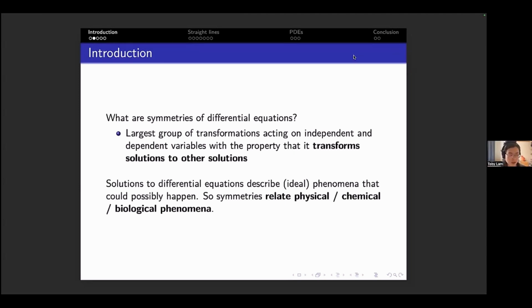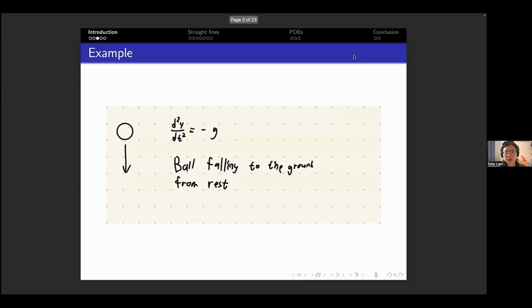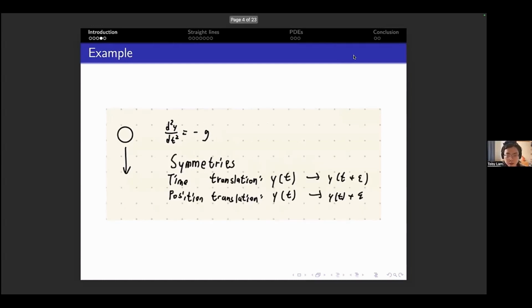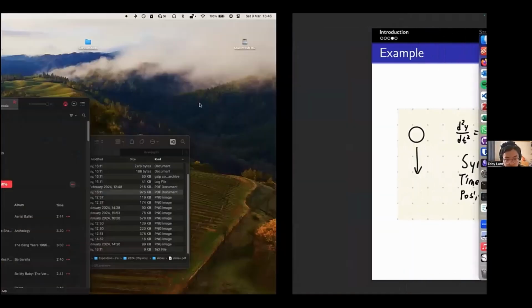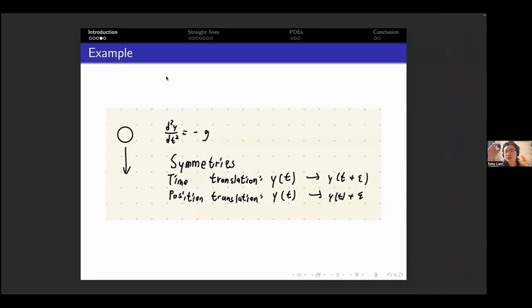to each other. So I can start off with a very simple example. Say I'm trying to model a ball falling to the ground from rest. There's going to be some differential equation governing it. And what are its symmetries going to be? Well, its symmetries are going to be, say, time translation. For example, if I drop this cap right now versus dropping this cap 1 second later, it's going to look pretty much exactly the same. And so there's going to be some sort of time translation symmetry.